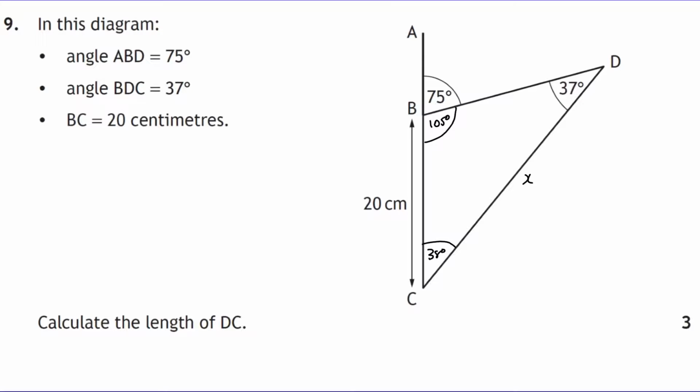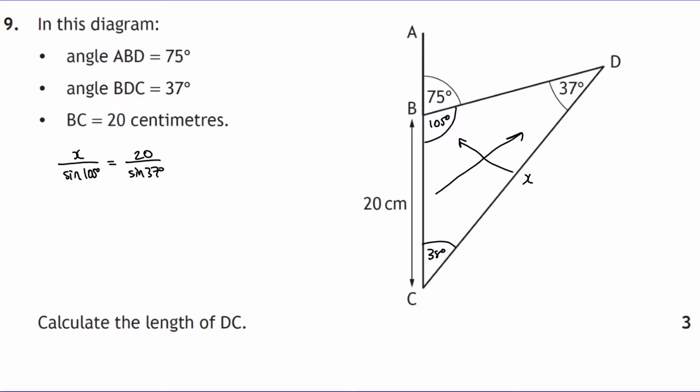Calculate the length of D to C. So we're only given one side on this triangle. So automatically that tells us we have to use the sine rule. For either cosine rule, we need 2 or 3 sides. So let's use the sine rule. We're looking for x. So it's a over sine A equals b over sine B equals c over sine C. You're doing the side with the opposite angle. So it's x over sine 105 equals 20 over sine 37.